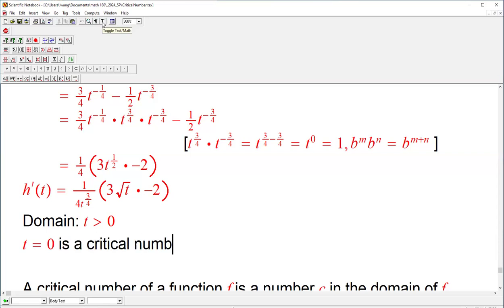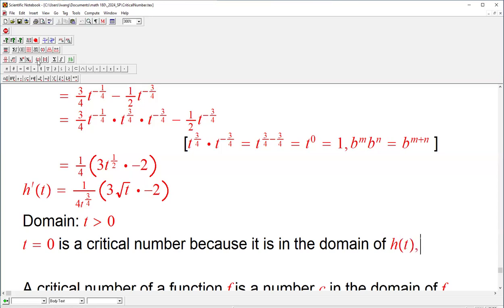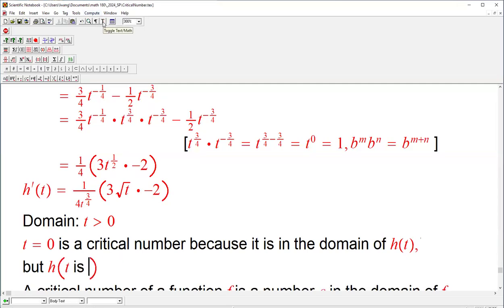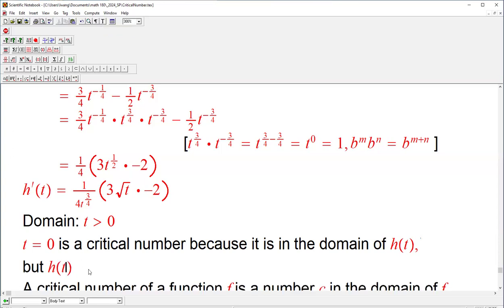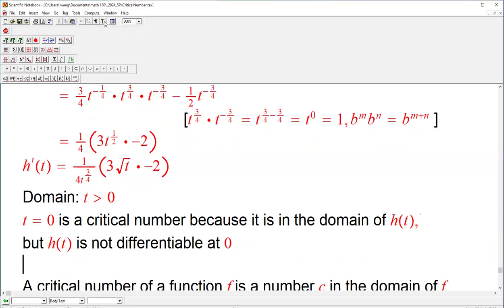It is a critical number because it is in the domain of the function h, but h of t is not differentiable at 0, or the derivative does not exist at 0. We found one critical number.